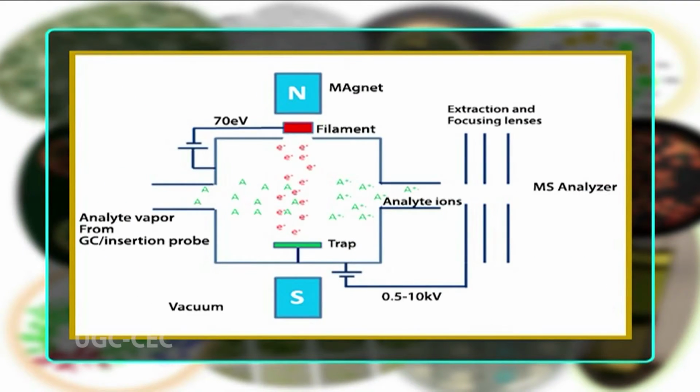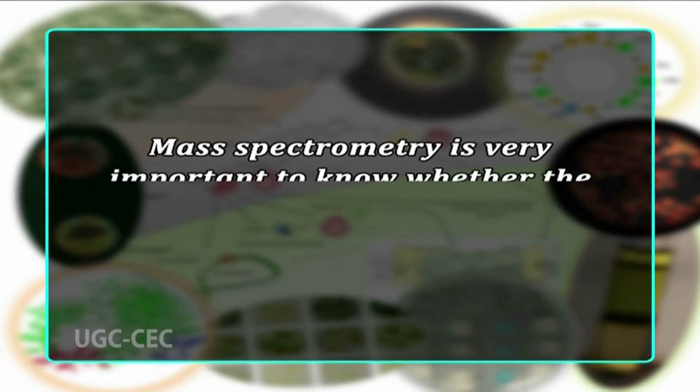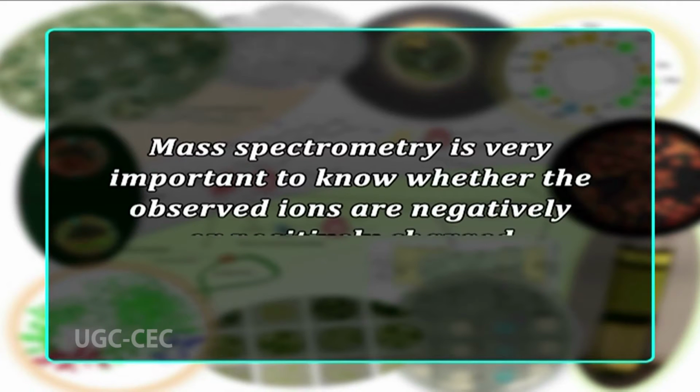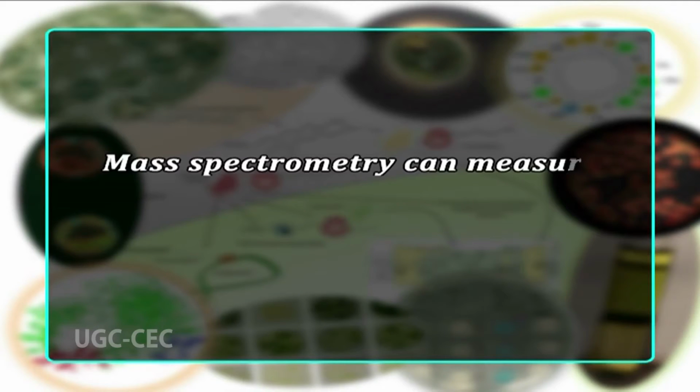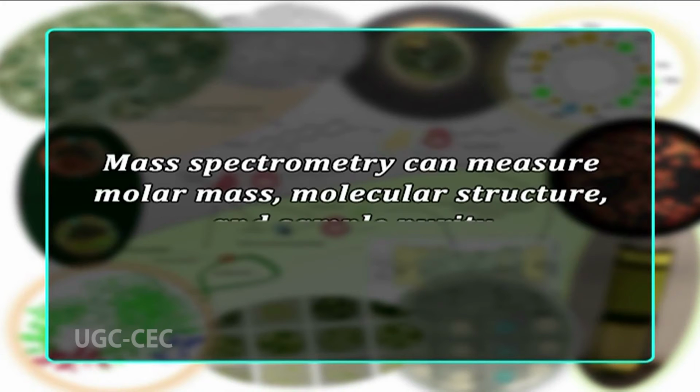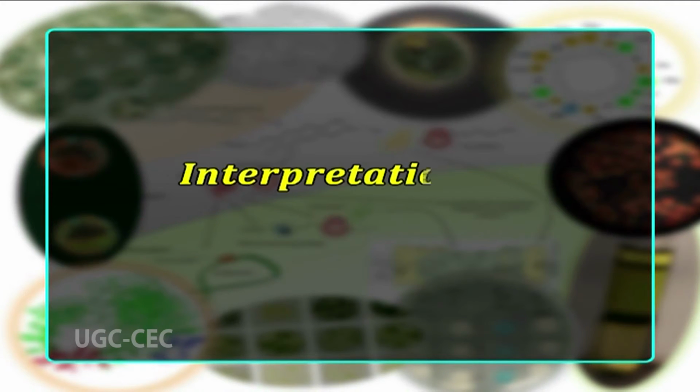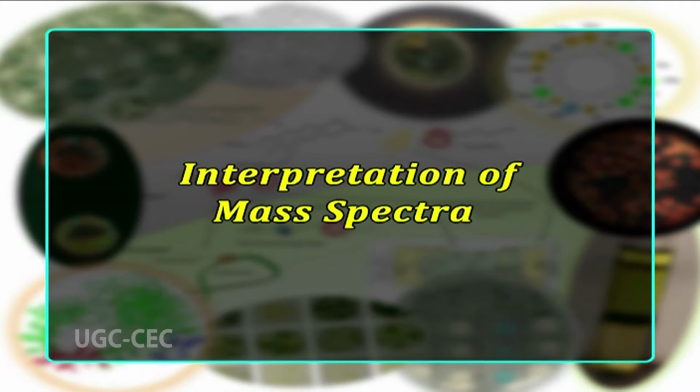Many mass spectrometers work either negative ion mode or positive ion mode. It's very important to know whether the observed ions are negatively or positively charged. This is often important in determining the neutral mass, but it also indicates something about the nature of molecules. Mass spectrometry can measure molar mass, molecular structure, and sample purity. Now, how do we interpret mass spectra?